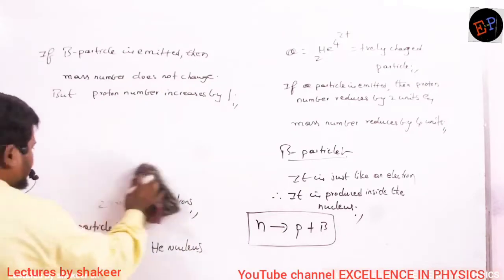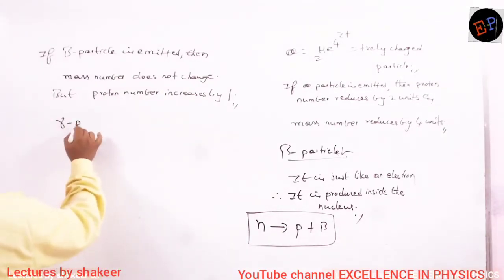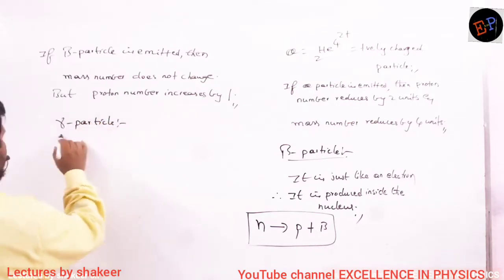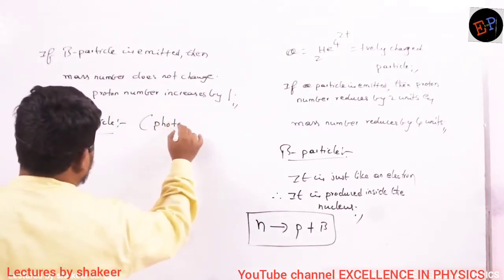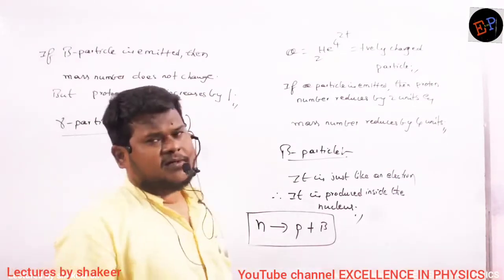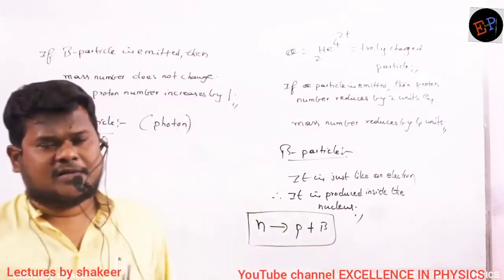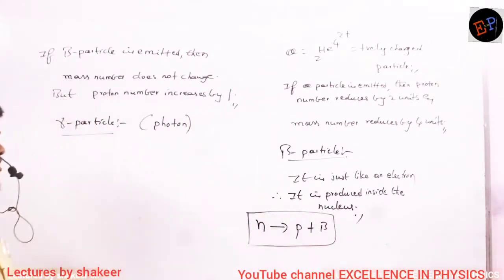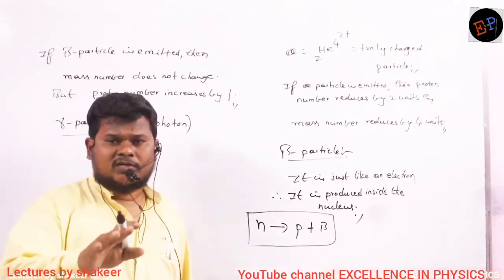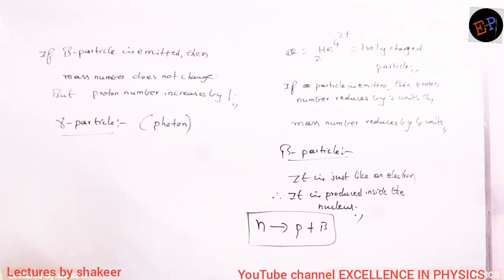Then what about the emission of gamma particle? Let us see. Gamma particle is nothing but a photon. It is a packet of electromagnetic energy. Are you able to understand? Whenever alpha and beta particles are emitted, the nucleus may be in an excited state. So to return to ground state after the emission of alpha and beta particles, the nucleus may emit a photon. That photon is nothing but a gamma particle.